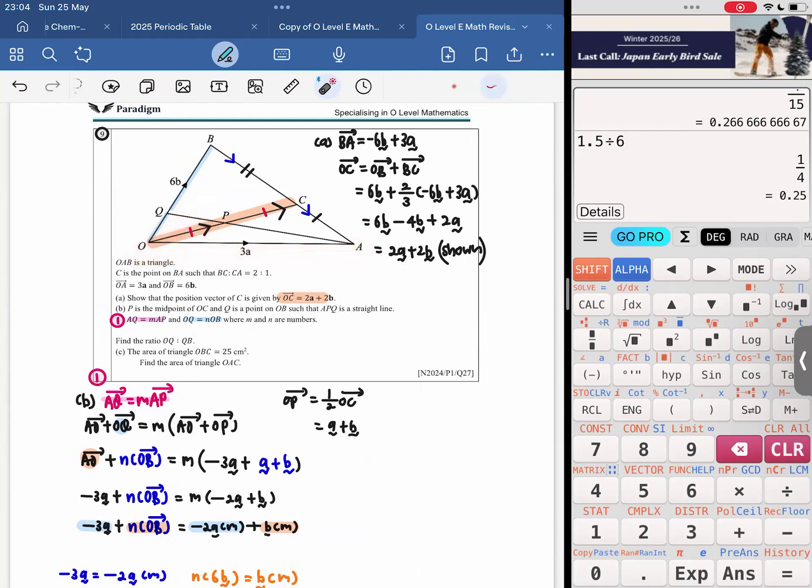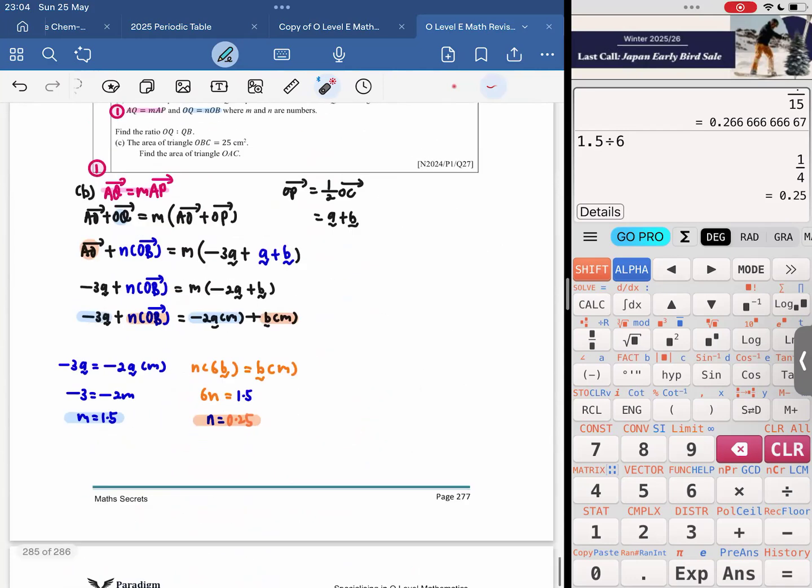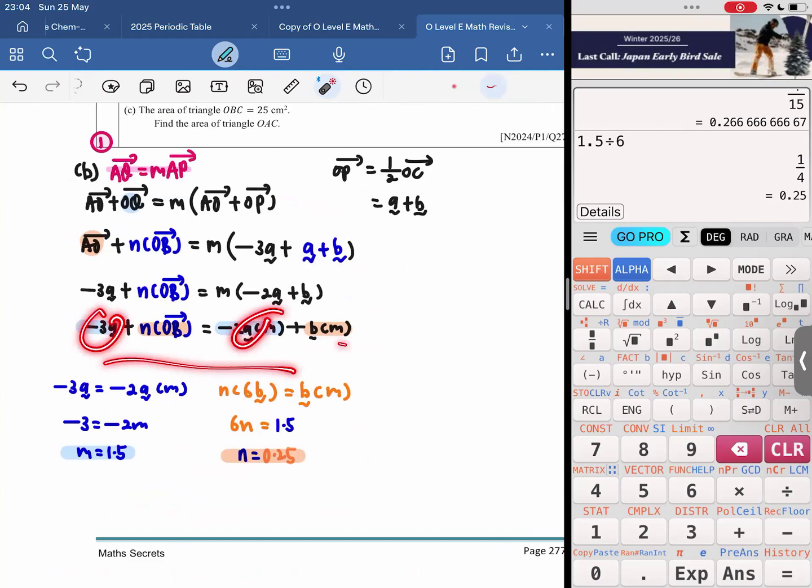Why do I use OP? Because specifically I had OC. So I should use something that I already have, correct? So AO I have, OB I also have. So use vectors that you have. AO again, OP, we found it from here, which is half of OC. So you just need to simplify and compare the highlighted terms.